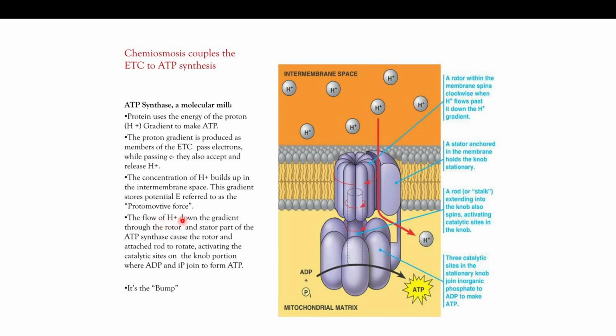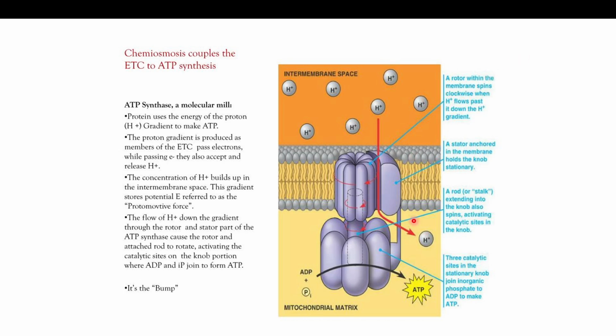And this flow of protons, or H plus, down the gradient through the rotor and stator part of ATP synthase. ATP synthase is the enzyme. This is the rotor part and this is the stator part. These are simply the enzyme. If we look at the features of the enzyme, this H plus flows down across the gradient, which activates the catalytic sites on the knob portion, where ADP and inorganic phosphate join to form ATP.